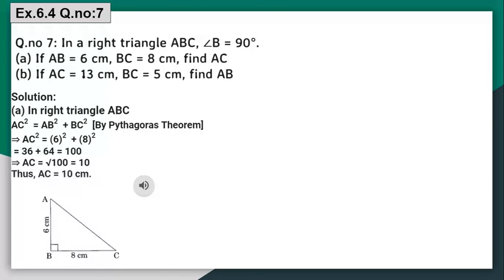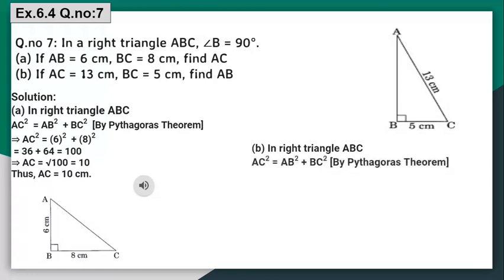Clear? Same way B. Here triangle ABC, we have to find AB. AB means the perpendicular. AC is already given. So same way, if we take the same formula, we can see that AC square is equal to AB square plus BC square. AC square is already given, that is 13. So 13 square is equal to AB, we have to find. So AB square plus BC is given 5 centimeters, so 5 square. So 13 square is equal to 169. 169 is equal to AB square plus 25.